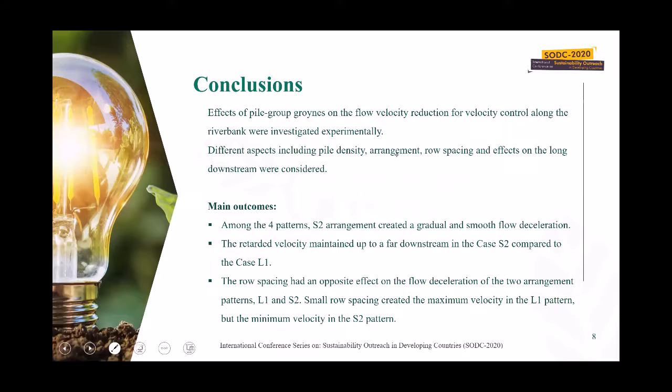To conclude this study, effects of pile group groynes on the flow velocity reduction for velocity control along the banks were investigated experimentally. Different aspects of pile groups, including pile density, which is the number of piles, arrangement of piles, which was the 4 types of arrangement, and row spacing, which was 3 types of row spacing, and effects on the long downstream were considered and compared with each other. The main outcomes can be drawn as below.